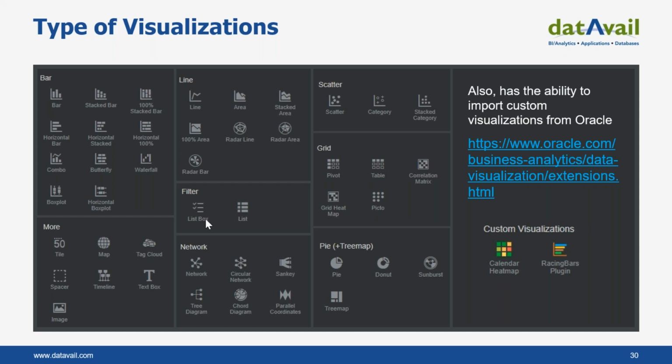Now, assuming all of this is again not what you need, and there's more that you need, you also have the ability to go out to Oracle and download different plugins or visuals that are available. In this particular case, I do have Calendar Heat Map and Racing Bars plugins, which I think are pretty neat, that I like to do with my data.